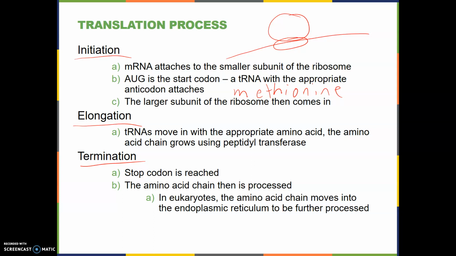The amino acid chain grows. The enzyme involved here is called peptidyl transferase. And termination happens when a stop codon is reached. There are three stop codons that do not code for amino acids. They just code for stop making protein. And then the amino acid chain is processed. In eukaryotic cells, the amino acid chain will move to the endoplasmic reticulum to be further processed.